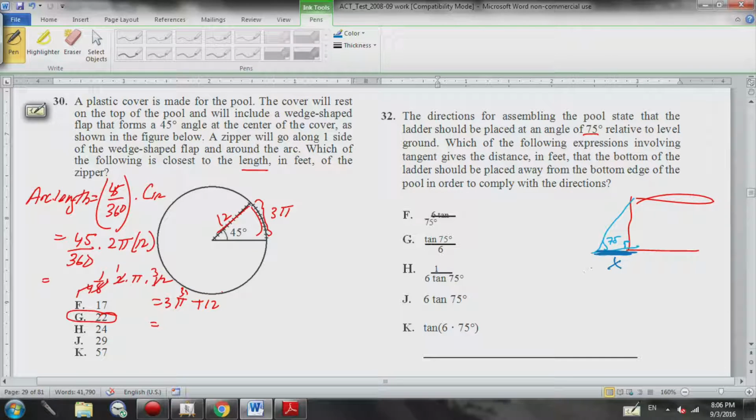Let's call that distance x. And we know this is 6 feet. So what ratio do we have here? Opposite and adjacent. So that's tangent. Tangent of 75 degrees is opposite over adjacent. Now we have to solve this for x. So which of these represents this distance? You solve this for x: x times tangent of 75 equals 6, so x equals 6 over tangent of 75.